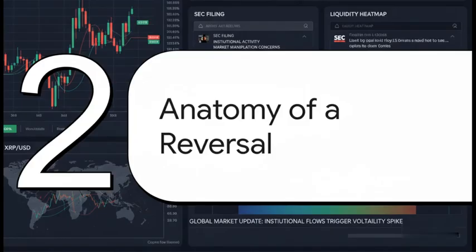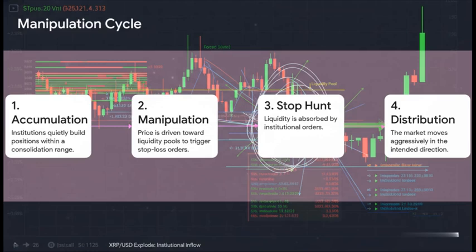All right, let's deconstruct this reversal. When you break it down, you'll see it's actually a logical, repeatable process. And this sequence is what exposes the underlying institutional activity. The cycle typically begins with quiet accumulation. This is followed by a deliberate manipulation, the stop hunt, which is designed to engineer liquidity. Once those large institutional orders are filled, the market then moves, and often quite forcefully, in its true intended direction.